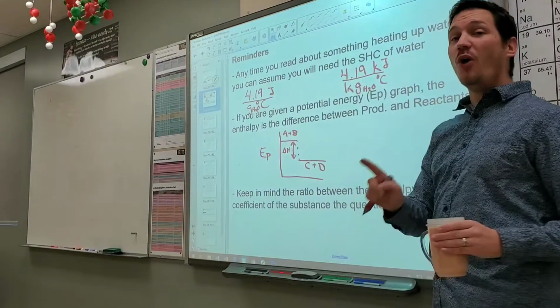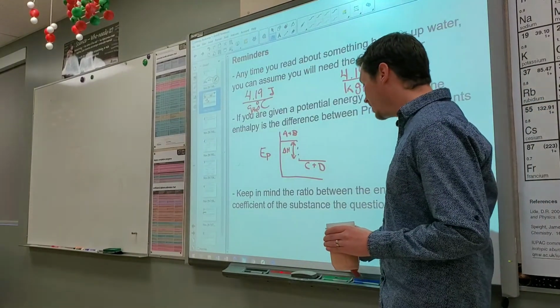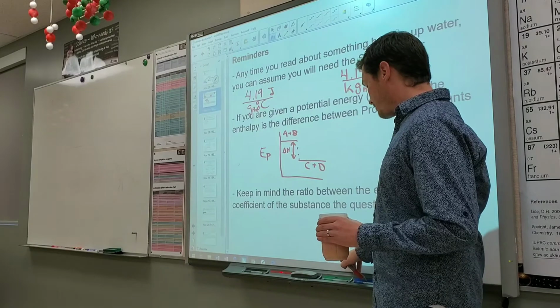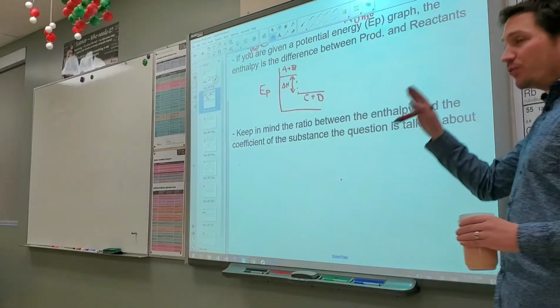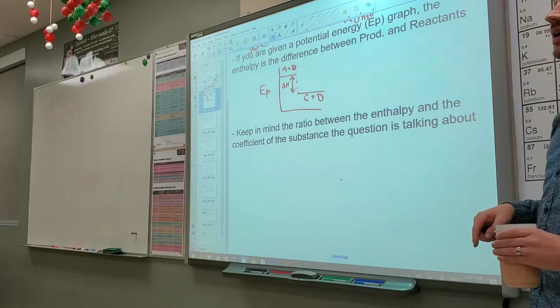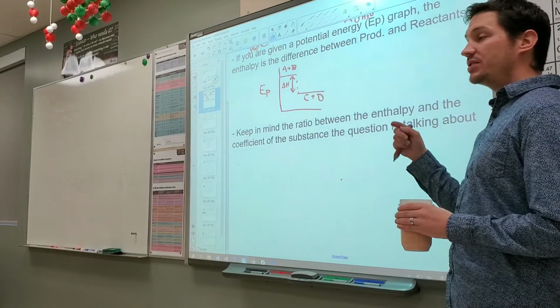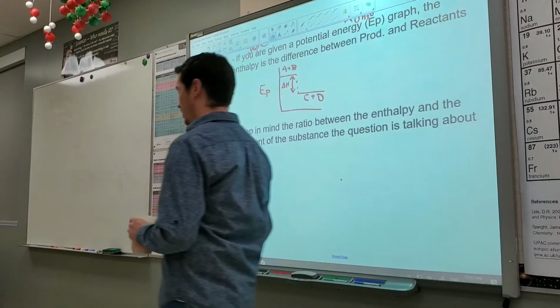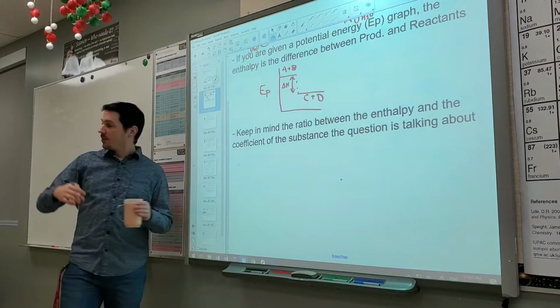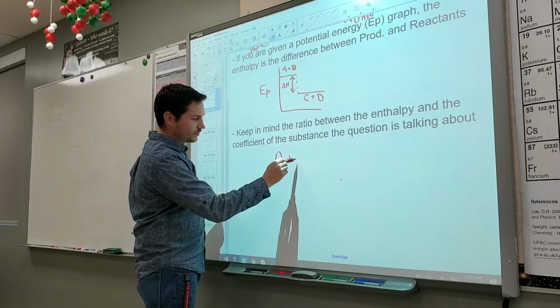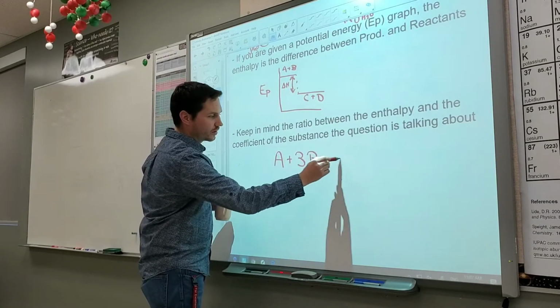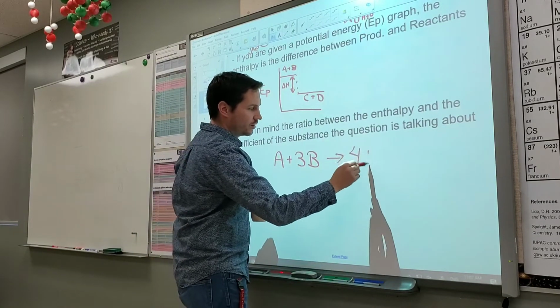And one thing I always want you to keep in mind when we're doing this is the ratio between the enthalpy and the coefficient of the substance in question. And so I'm going to write just a very general chemical reaction.